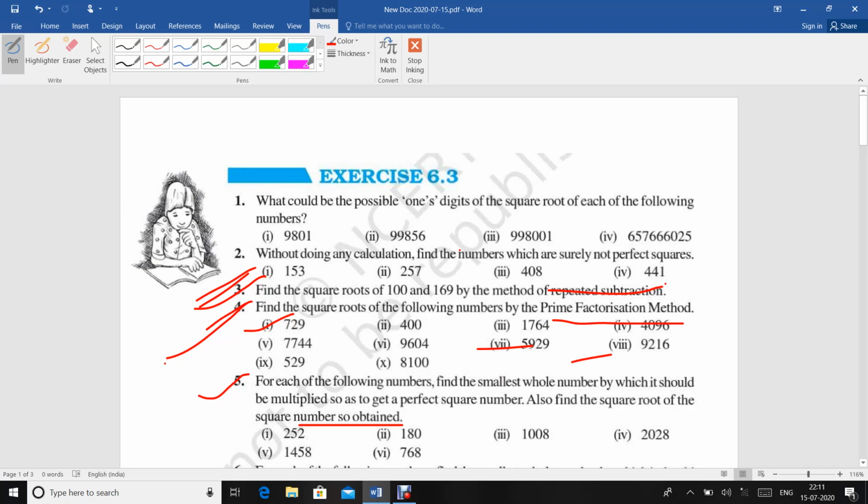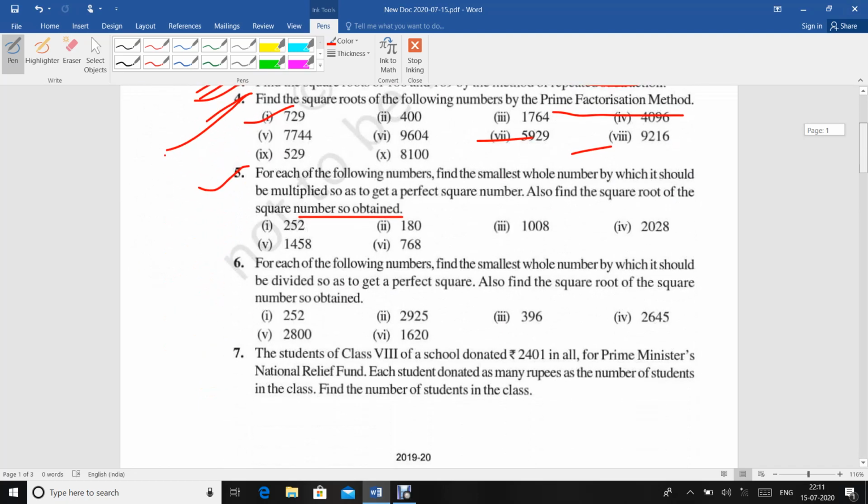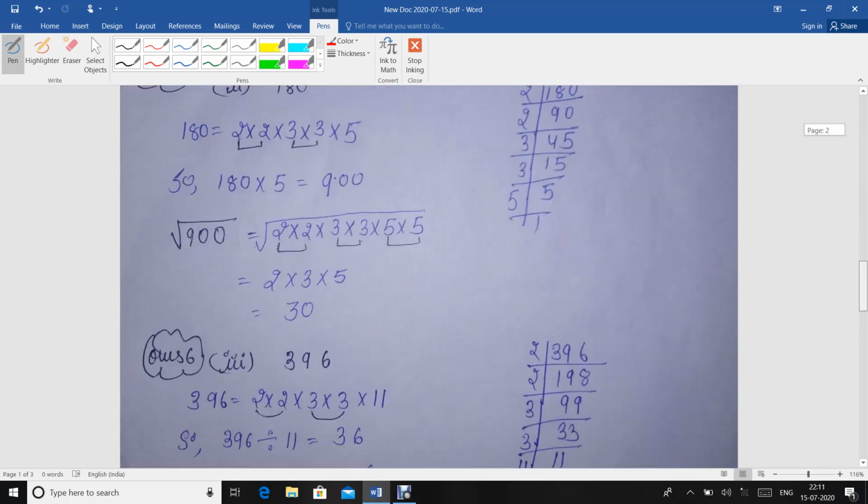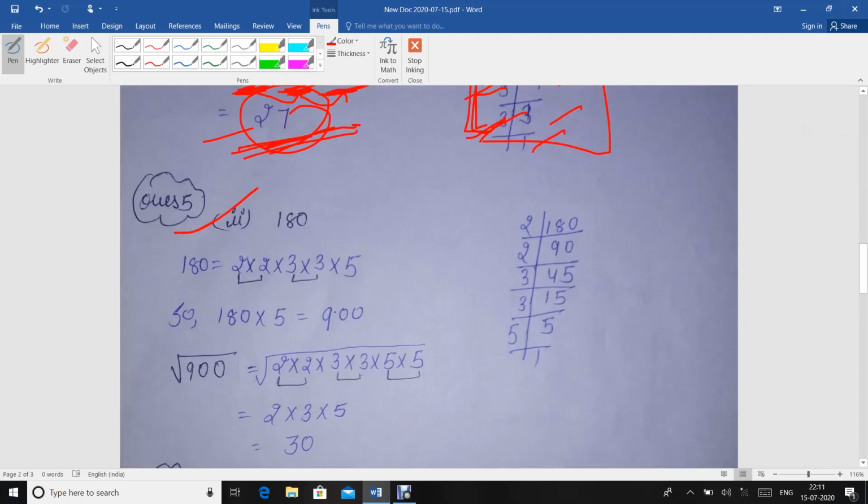Let us consider. We will pick up one part of this question. Here is the solution for this question. Here is 180, which is the second part of question number 5.